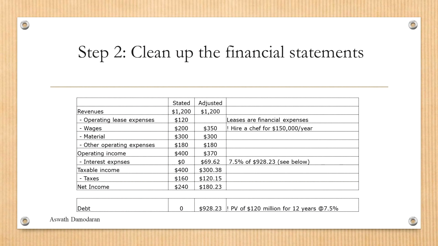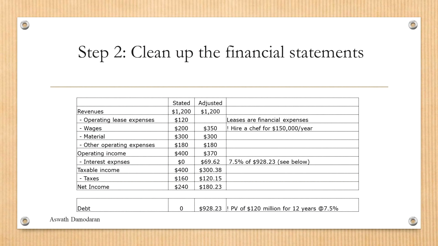So after some critical adjustments, you see that the net income number declined significantly from something around $250,000 down to $180,000.